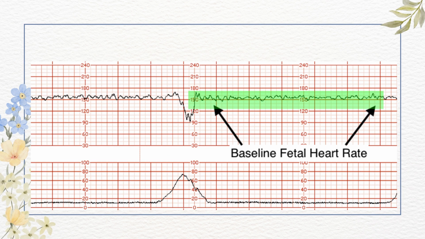Baseline fetal heart rate. This is what the heart rate looks like average time between contractions. So if you look at this one, the number was 150. So most of the time, the heart rate's been in the 150s. So that would be your baseline fetal heart rate. That's important to know because if that changes, maybe something's going on with the baby.